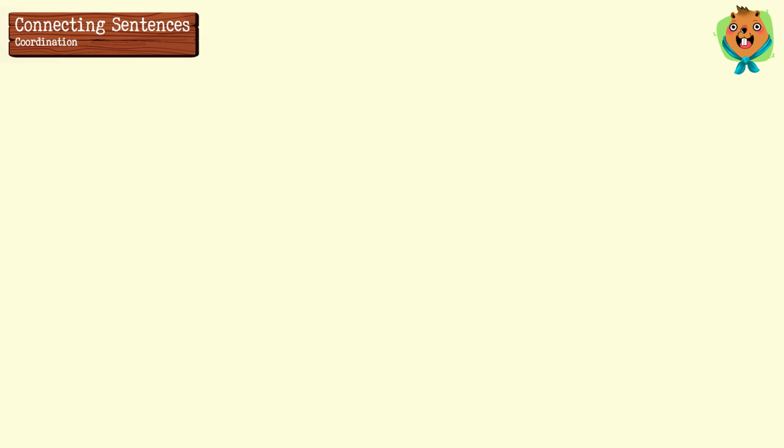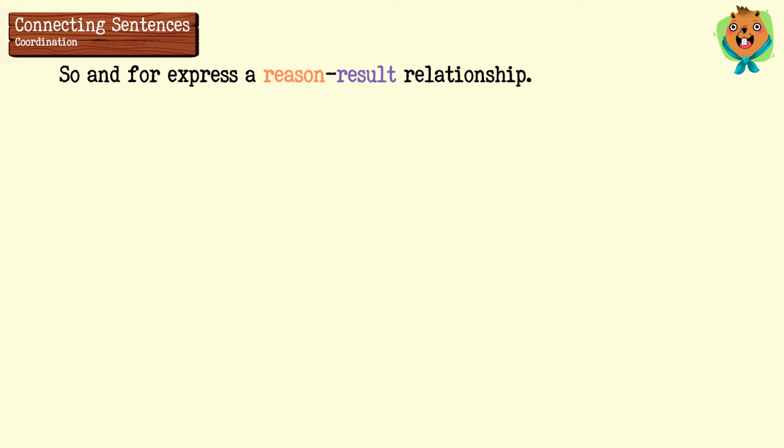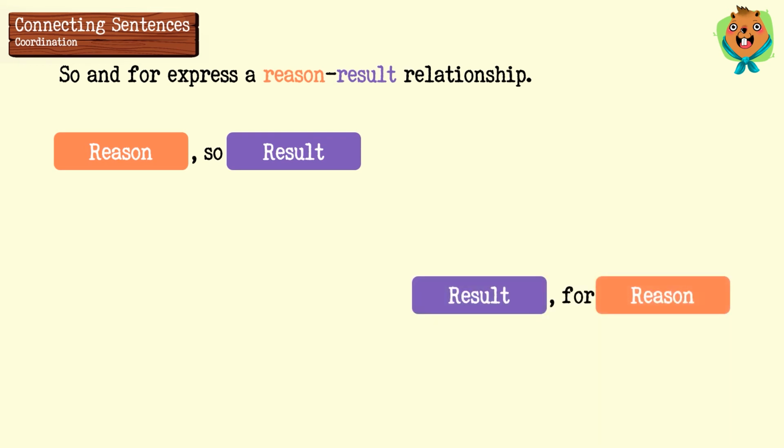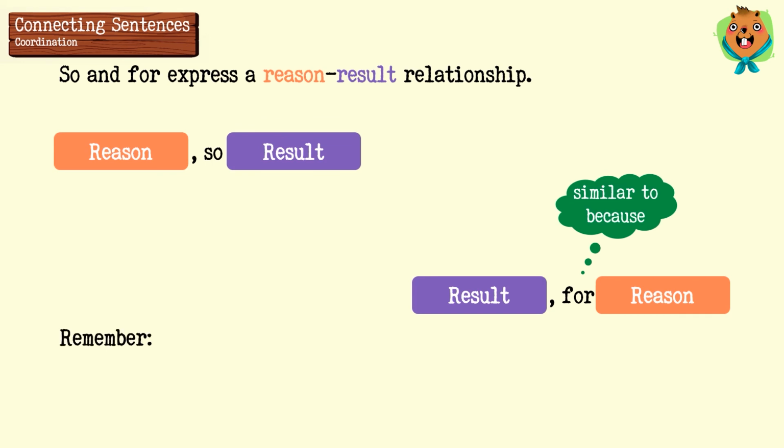The next two conjunctions we're going to discuss in this lesson are related conjunctions so and for. We use both of these conjunctions to express a reason-result relationship, but they work in opposite orders. When we use the conjunction so, the first statement expresses the reason and the second the result. But when we use the conjunction for, the first statement expresses the result and the second is our reason. Actually, the conjunction for is very similar to the famous subordinating conjunction because. But for and because have two main differences.